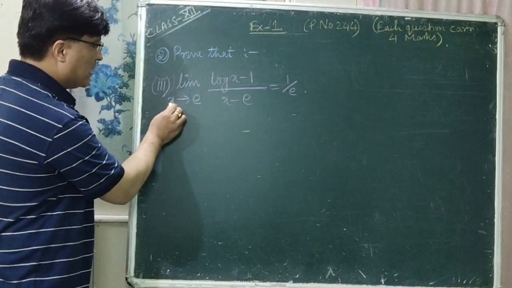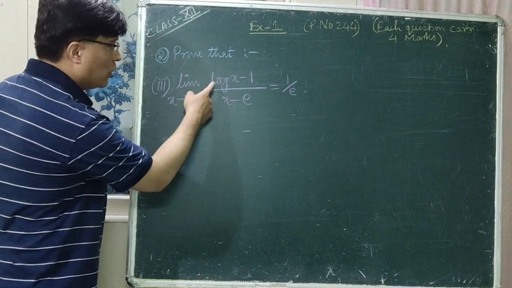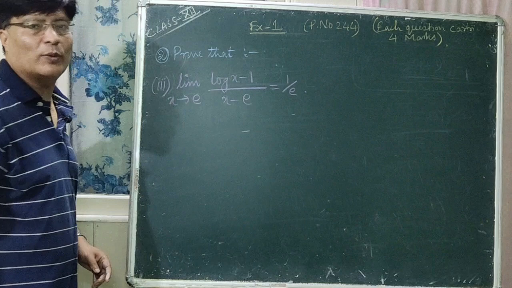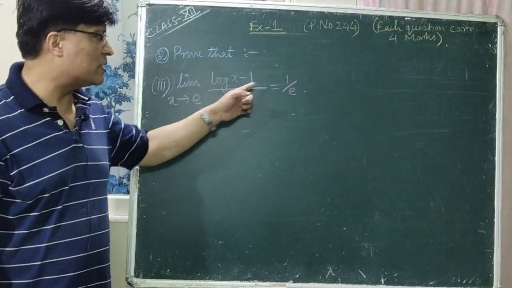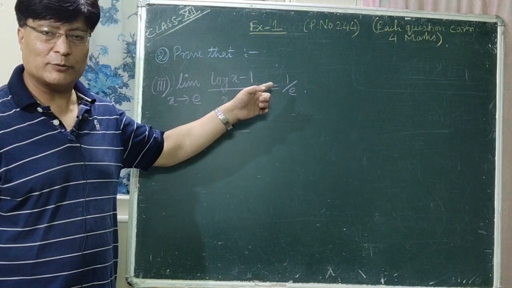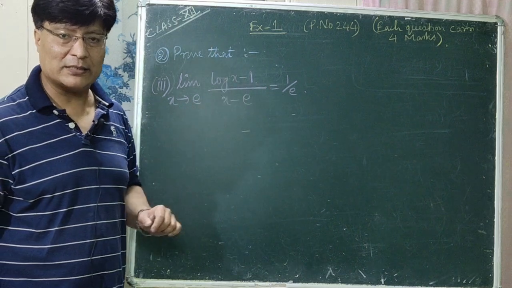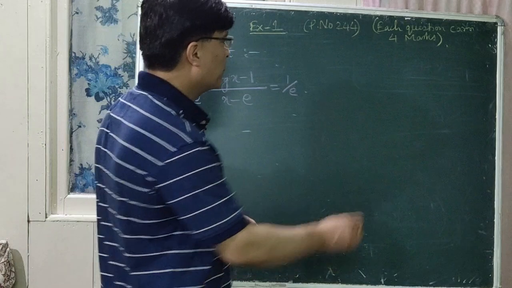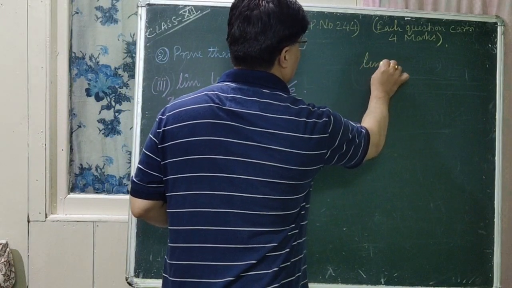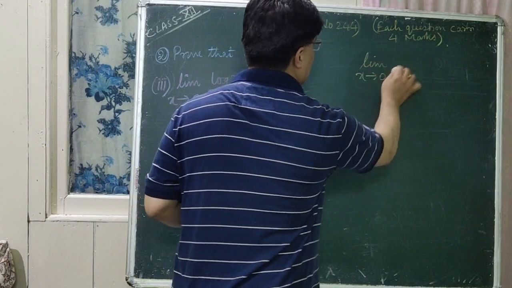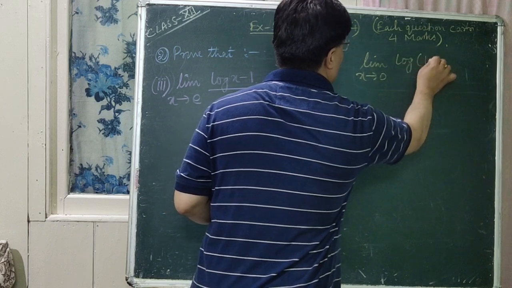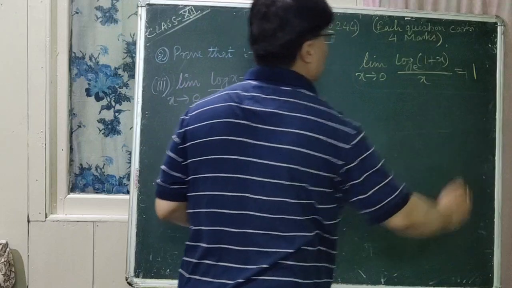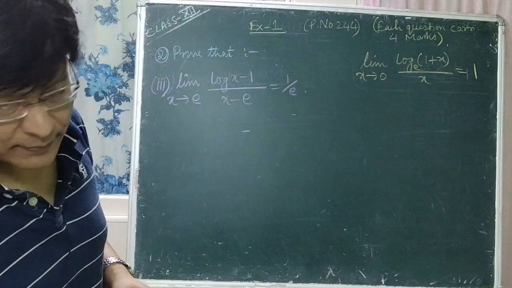It is given limit x tends to e, log x minus 1 whole divided by x minus e, which is equal to 1 upon e. The answer is given in the question itself. That is 1 by e. You have to prove 1 by e, right? Since log is given out here, what is the formula or standard limit that you can use here? Limit x tends to 0, log of 1 plus x, base e, whole divided by x, which is equal to 1.